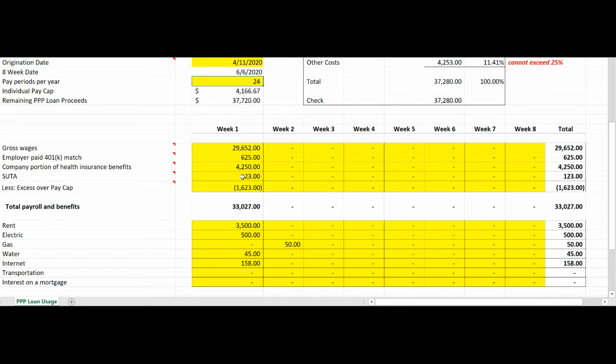One part of the CARES Act and a part of the SBA regulations is that we are only to include the state taxes paid by the company on this loan forgiveness spreadsheet. This is only the state taxes that you're paying. It's not federal. So make sure when you're looking at your payroll reports that you're only calculating the state paid taxes in this column.